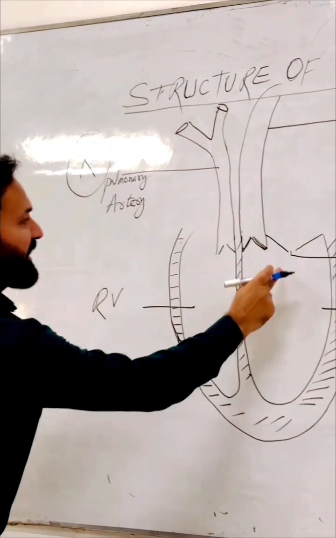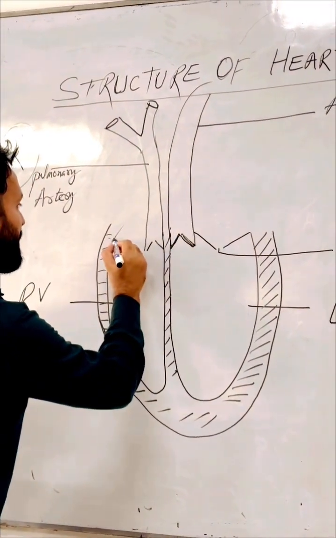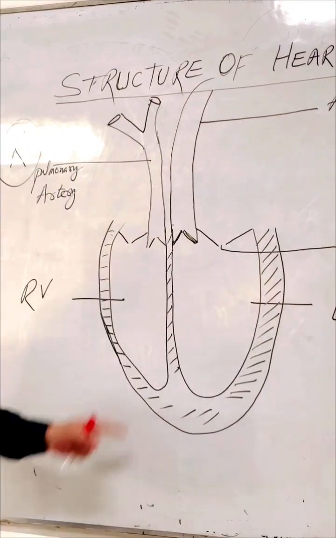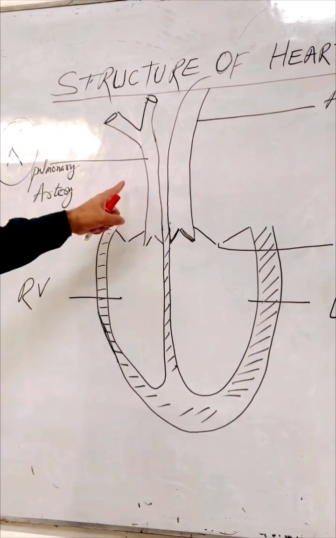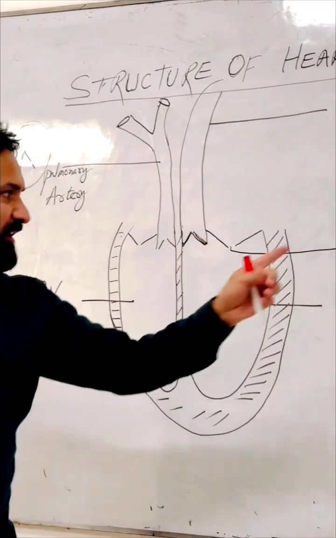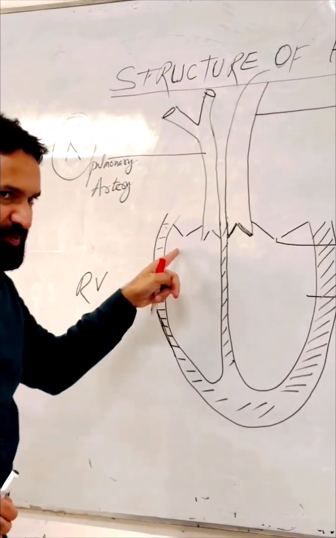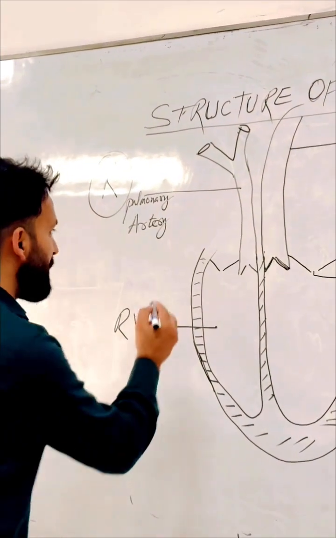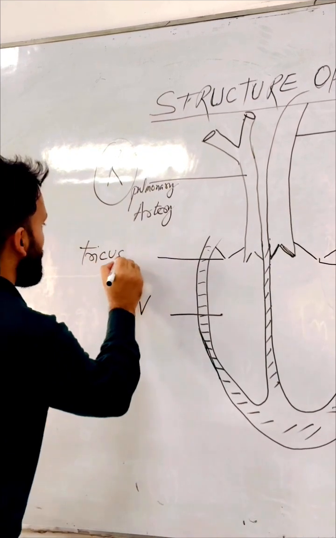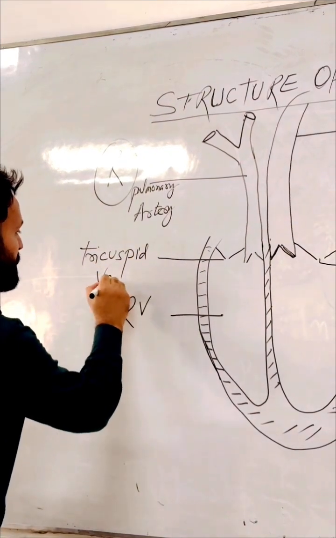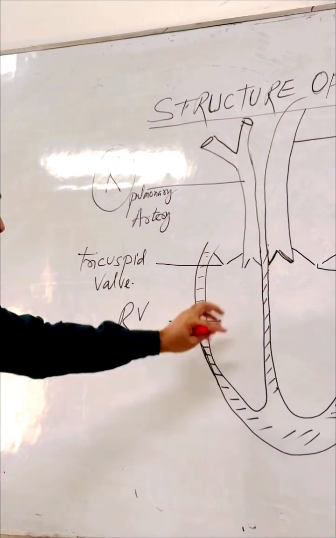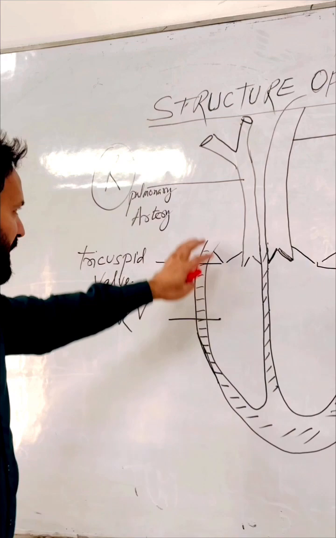Right? And then, just like we had a valve here, we have a valve here, it points downwards similarly. Now this valve between the right atrium and the right ventricle, it has three cusps. It had two cusps, now it has three cusps, three flaps, right? That's why we call this valve the tricuspid valve. And this tricuspid valve prevents the flow of the blood from the right ventricle back into the atrium.